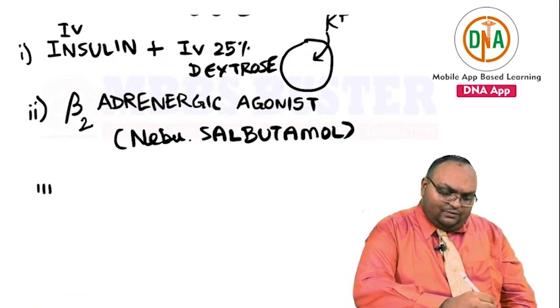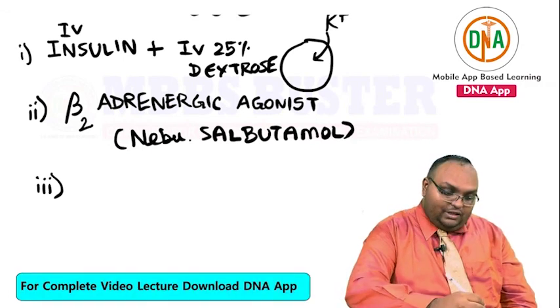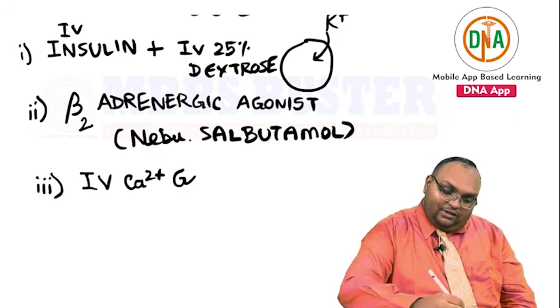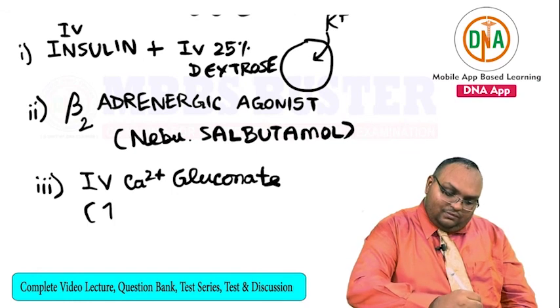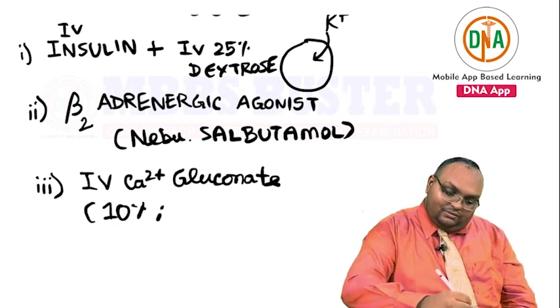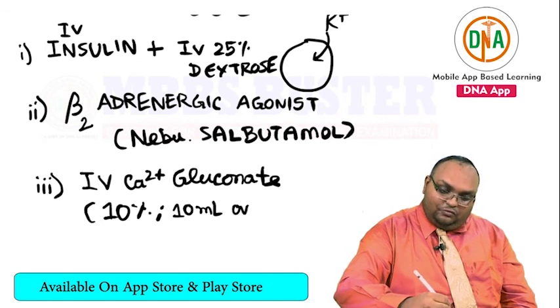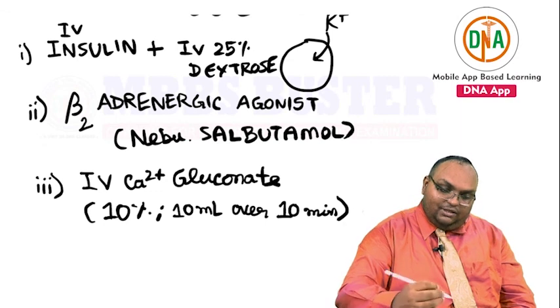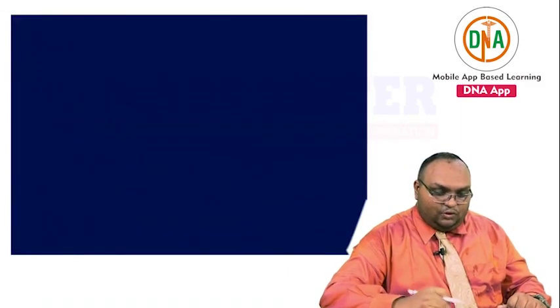And of course, potassium and calcium are sworn enemies. So if you can give IV calcium gluconate, 10%, 10 ml of that over 10 minutes, sometimes even more than 10 minutes, say 30 minutes, that would also drive your potassium back into the cell. So which one remains?